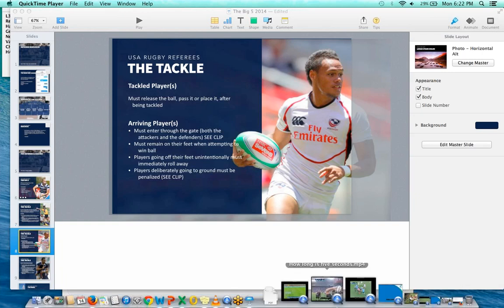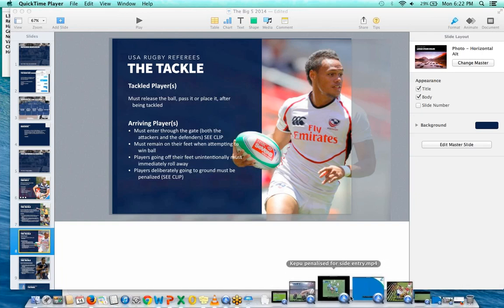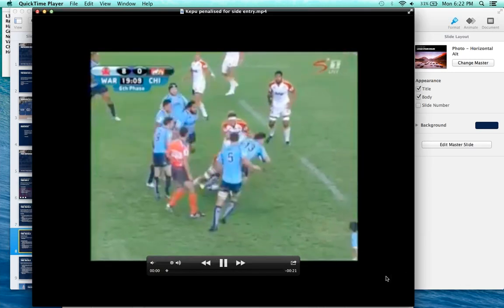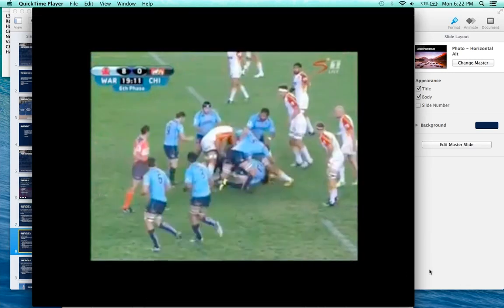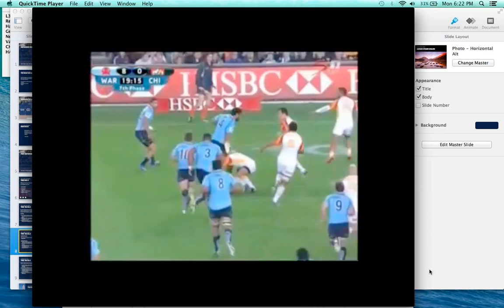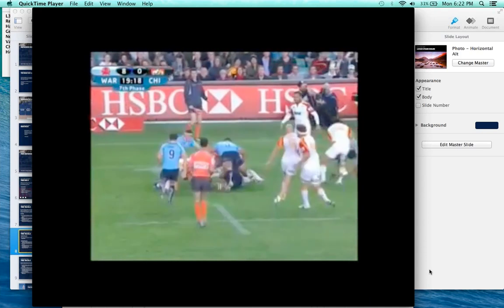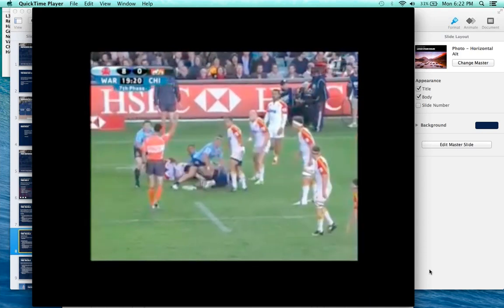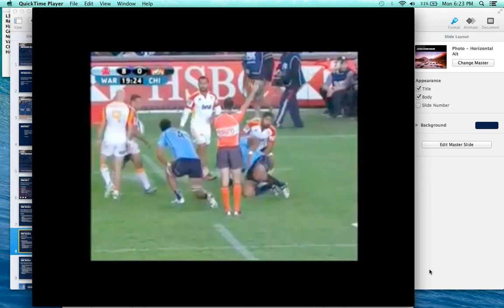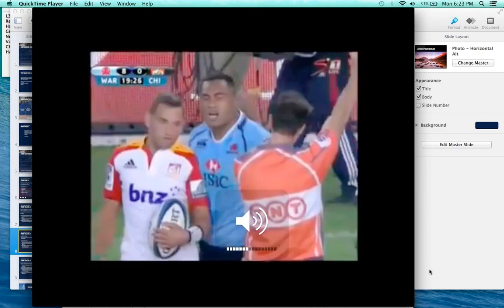And then, of course, the third thing is the arriving players. Arriving players must come in through what is called the gate. The gate, of course, being two different poles on either side of that tackle that players must enter through. If you think about a wall on either side of the tackle that is parallel to the touch line, that would give you a nice little hallway to walk through over that tackle.